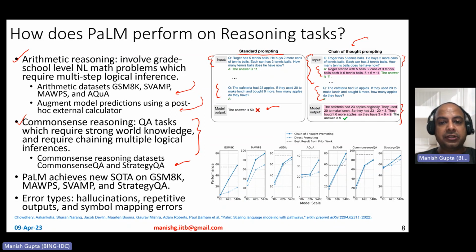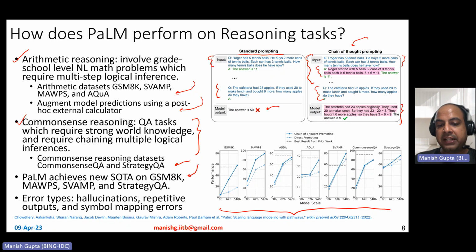Okay. So having said all this, on these reasoning benchmarks, here are the results, right? And the interesting part is that yes, PaLM achieves new state of the art on many of these data sets. Of course, it's not just better overall, but it actually improves significantly on at least 4 of these data sets.